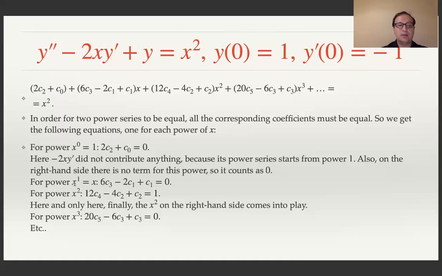Next, let's look at x to the power 1, which is x. So in our power series, the coefficient of x is 63 minus 2c1 plus c1 on the left-hand side. And on the right-hand side, again, notice there is no term that contains x to the power 1. So we should have 63 minus 2c1 plus c1 is equal to 0.